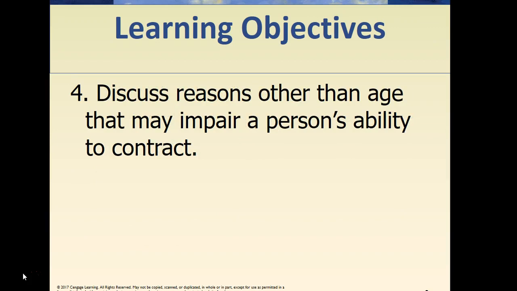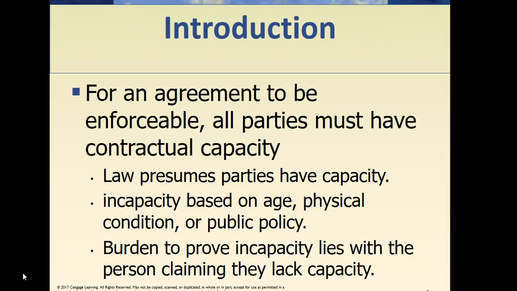And then we would discuss reasons other than age that might impair a person's ability to contract. So, as I said, for an agreement to be enforceable, all parties must have contractual capacity. There's a presumption in the law that anyone who enters into a contract does have contractual capacity. Incapacity can be based on age, physical condition, or public policy, which we'll talk about toward the end of this. And the burden to prove incapacity lies with the person who says, hey, I didn't have capacity to enter into this contract. And I've actually litigated this issue for people.